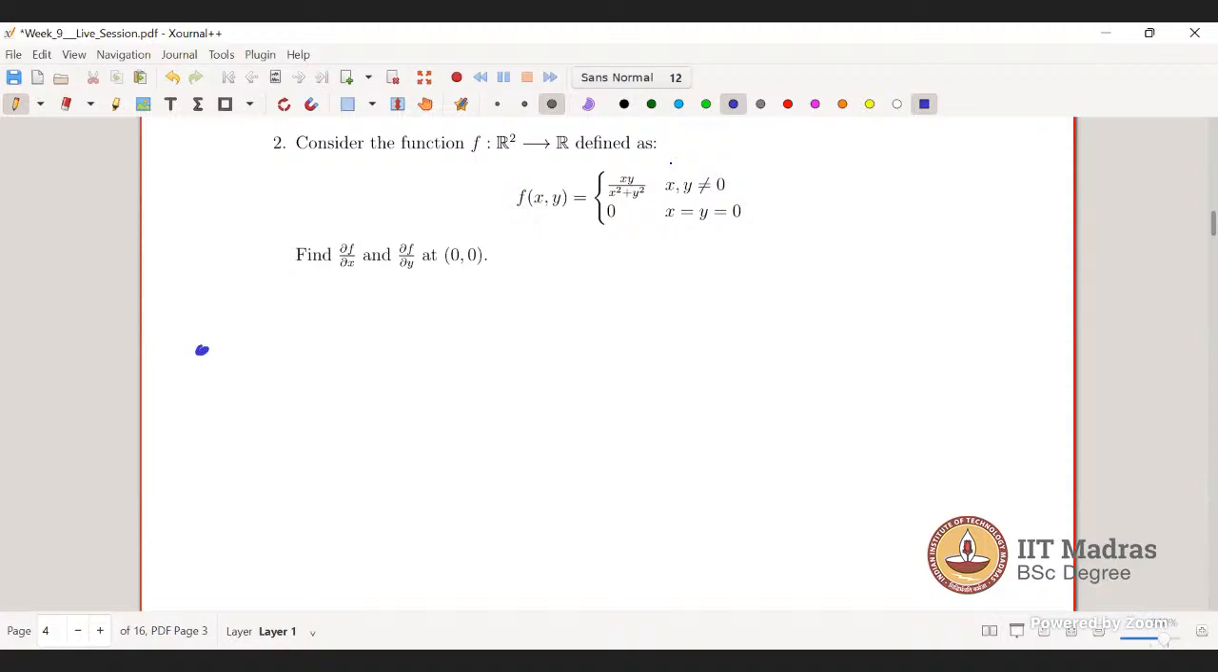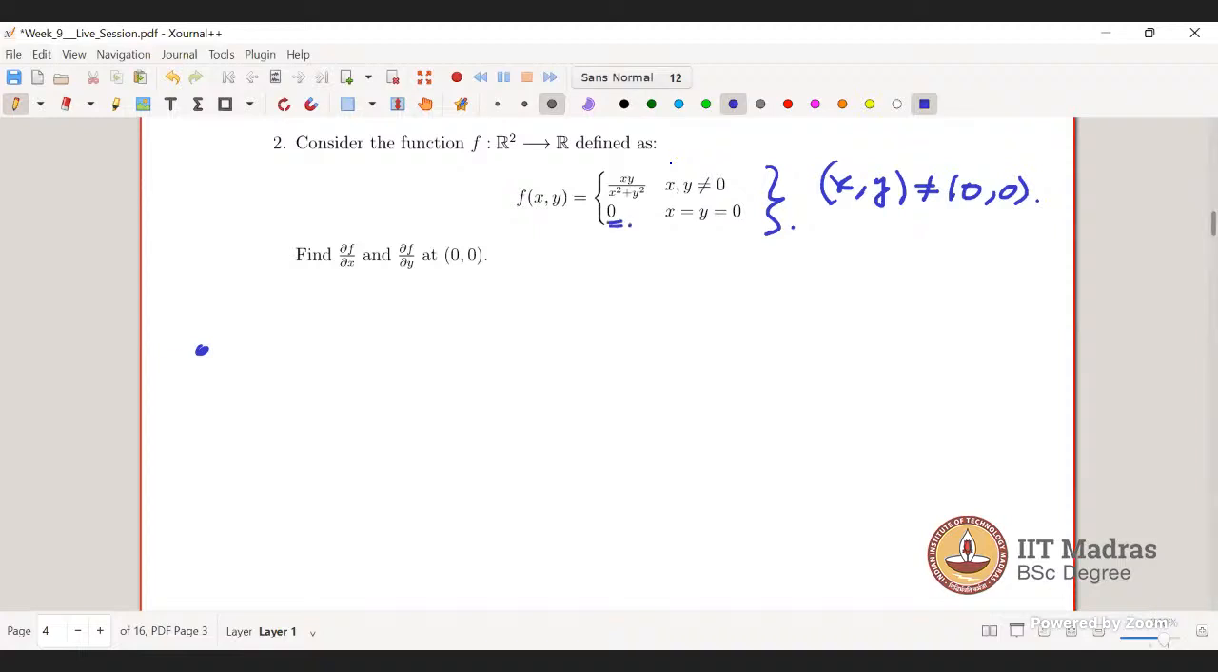So now we have this function. This is more or less a piecewise function, because we have defined it that if x and y is not equal to 0, 0, then the value of the function is x times y by x square plus y square. And if x and y are 0, then the value of the function is 0, 0.